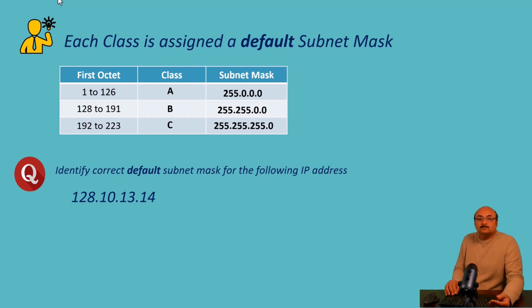Next, given an IP address 128.10.13.14, let's look at the first octet value. It is 128. It falls under the range 128 to 191. That means it is a class B IP address, and that is why the default subnet mask for class B is the correct one for it, which is 255.255.0.0.